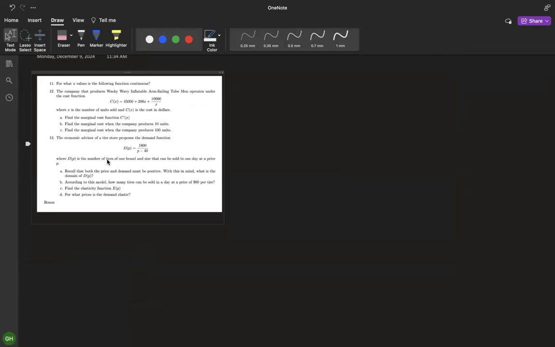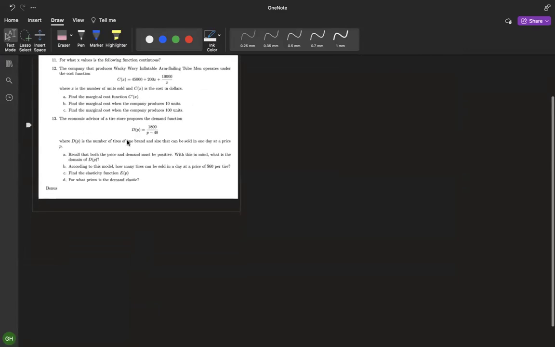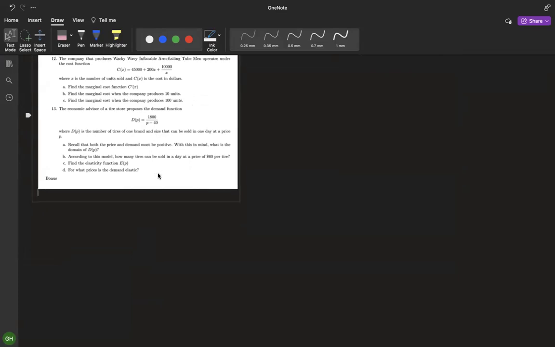All right. So the economic advisor of a tire store proposes the following demand function. The demand function means that at a given price P, this function tells me how many we can estimate to sell. The first question they're asking us is, knowing that both the price and the demand must be positive numbers, to find the domain of the demand function, meaning what are the possible P-values?